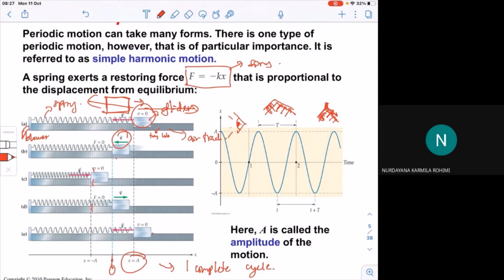So as physicists, we should learn these things properly, because from this situation, they have created some equations or some graph. We call that a sinusoidal graph.